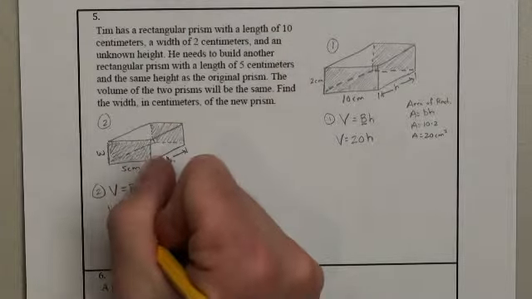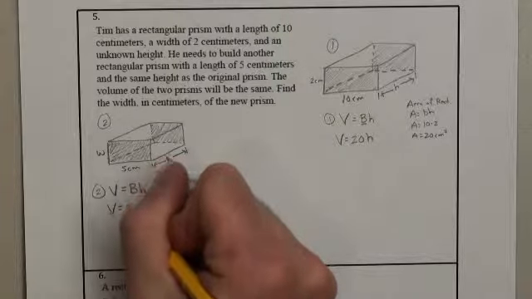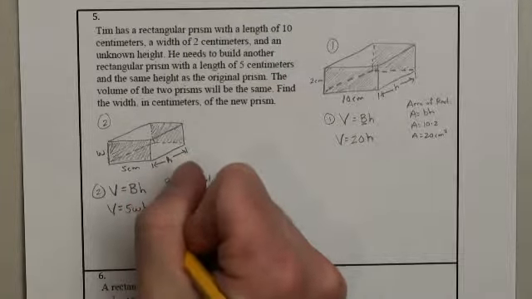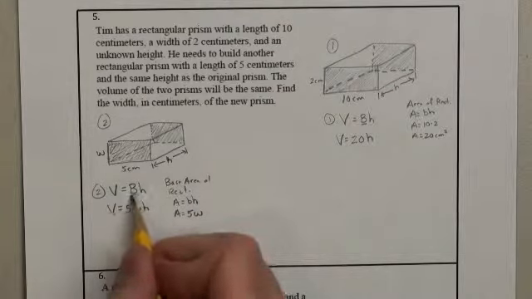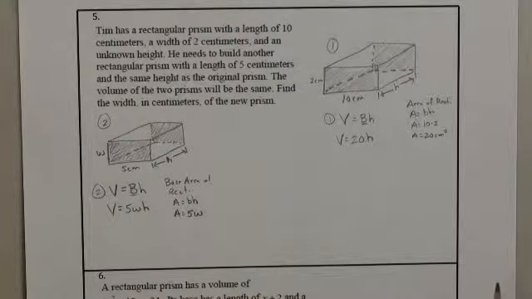So here we have volume equals 5WH. The base area is 5W and the height is H. We don't know it. Okay. Find the width in centimeters of the new prism.